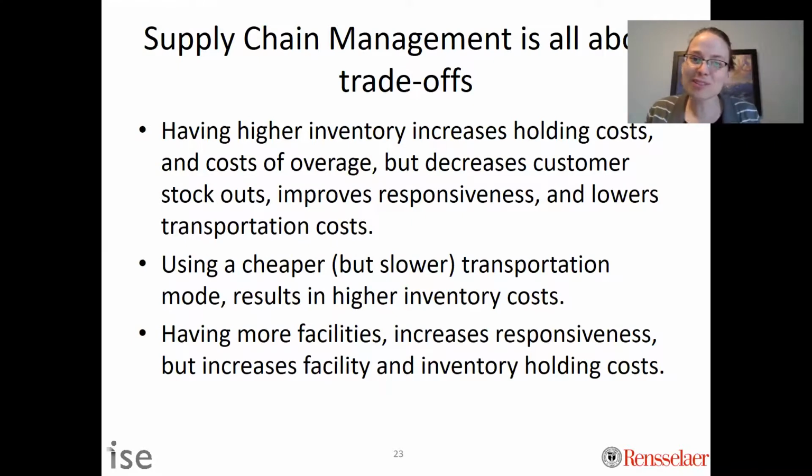So if you think about supply chain management, it's all about trade-offs, right? You can have higher inventory, which is bad from a holding cost perspective, but it's good from a customer response perspective. It reduces stock out. So if I go to the store, there's a higher chance what I want is there. And it has the potential to lower transportation costs because you are sometimes closer to the customer, depending on your inventory strategy.